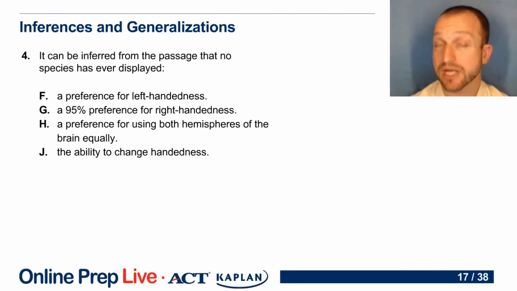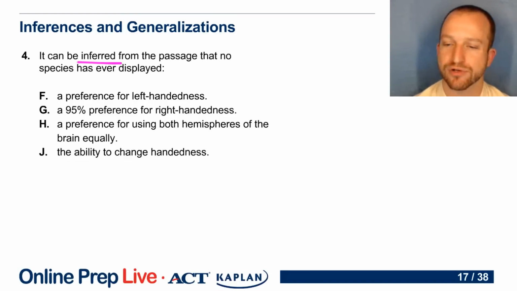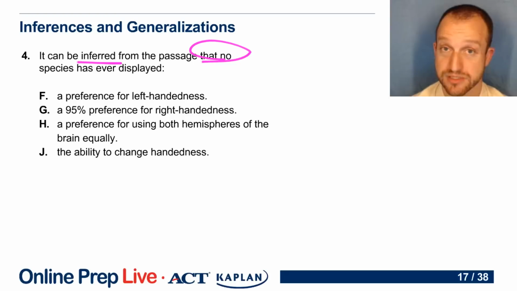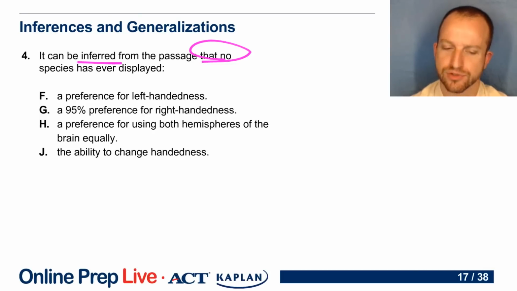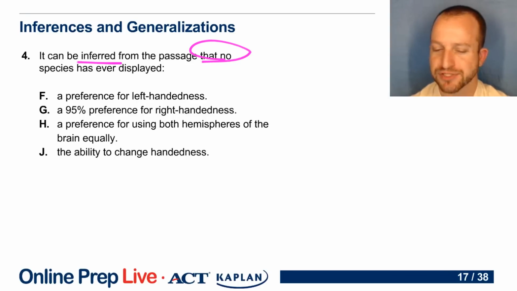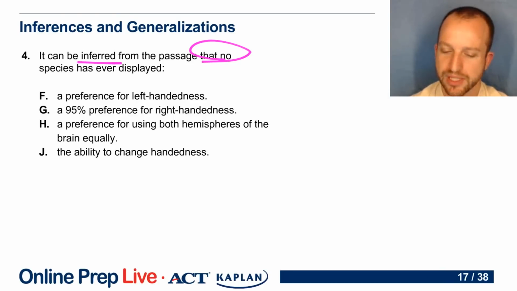However, we can also go through and eliminate a couple wrong answers that really are just not mentioned. If we have something that can be inferred, it had to have been true, and "no species has ever displayed" means that we had to have some reference to this in the passage. So let's start off. Left-handedness. Well, we did see a lot of reference to right-handedness consistently. We saw some theories of mostly right-handedness, but then we also saw neutral species. So we don't actually know anything about no species at all being not left-handed. Let's get rid of F.